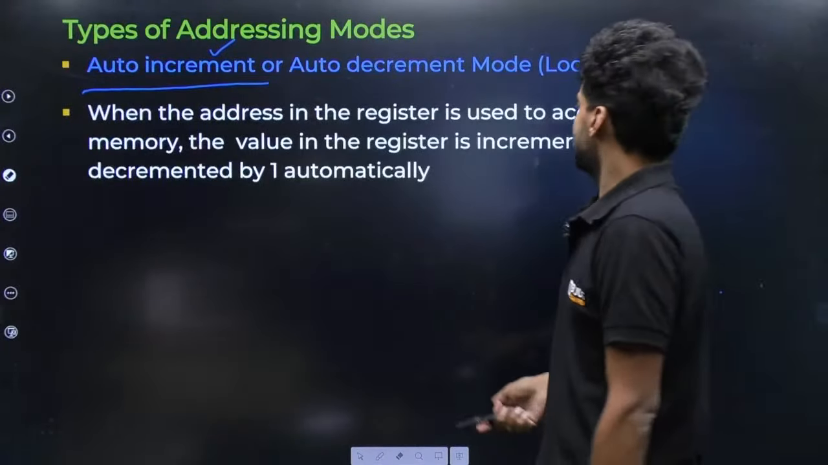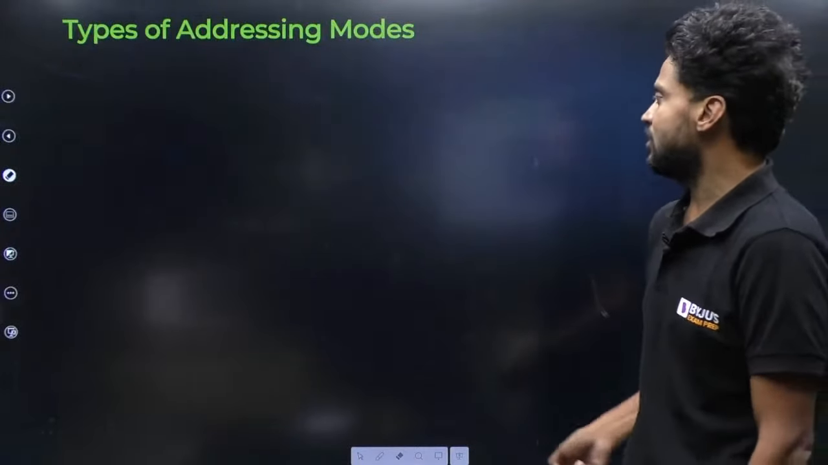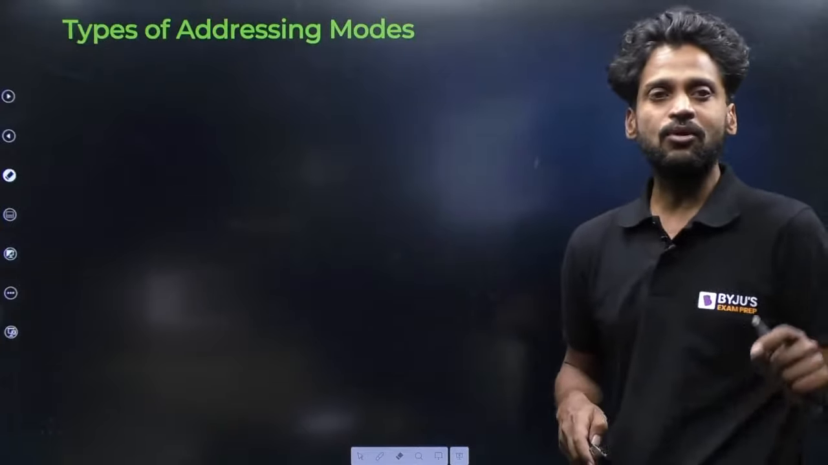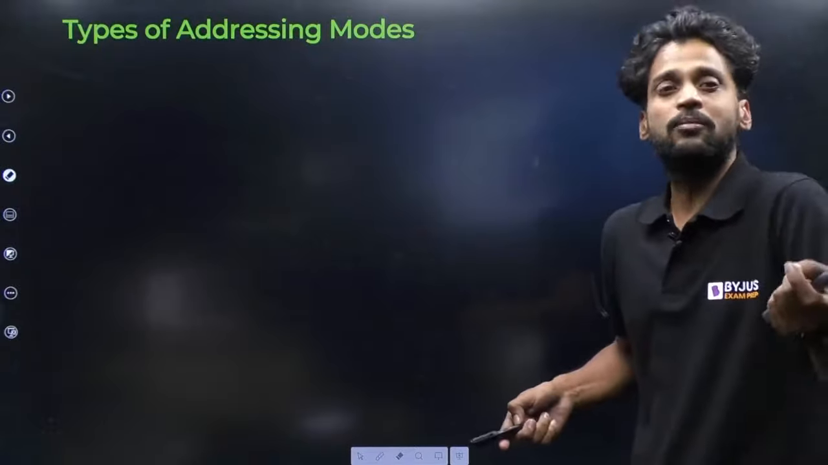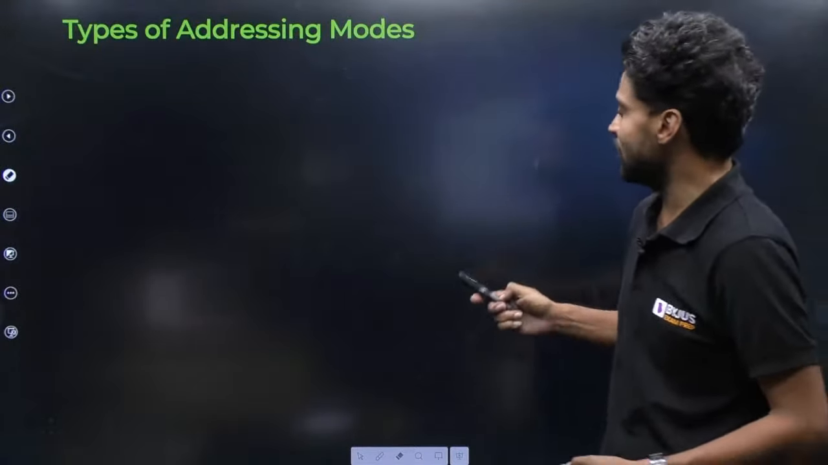When the address of the register is used to access the memory, then the value in the register is incremented or decremented by 1 automatically. But with only one difference: in the auto increment addressing mode, it happens right after performing the operation, but in the auto decrement addressing mode, before performing the operation itself, the contents of the register will get decremented.